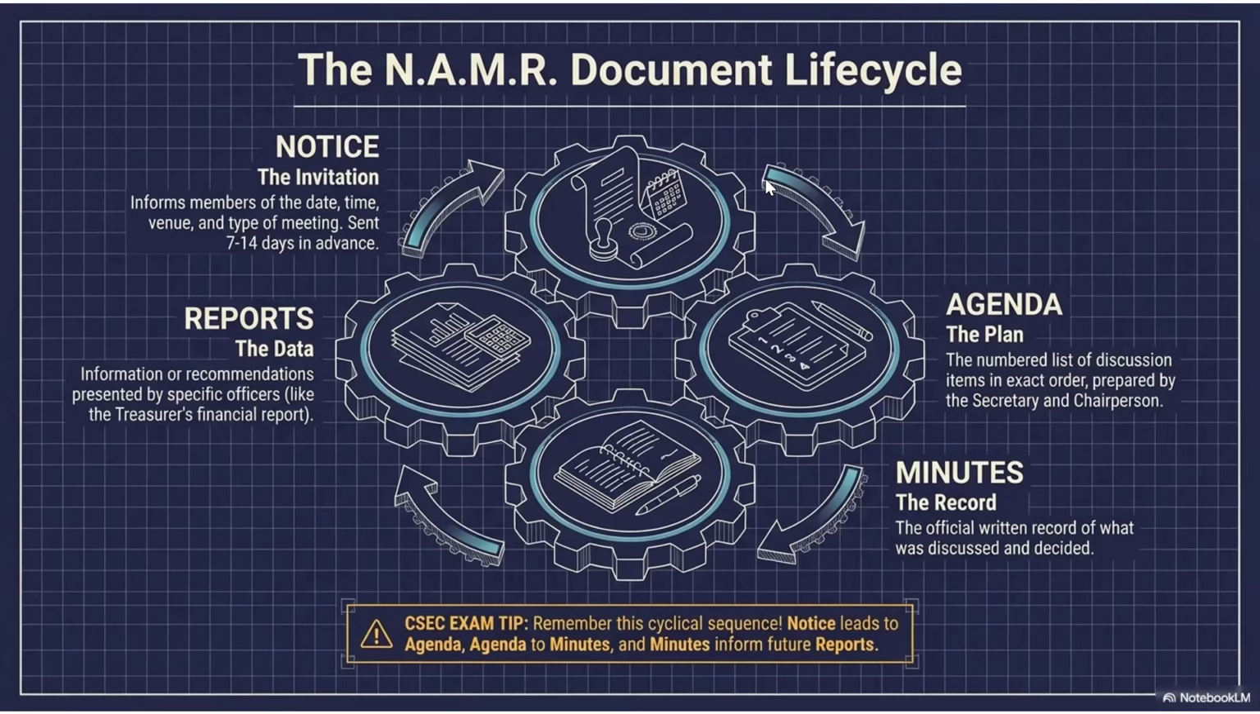A report is presented by certain individuals, and depending on what it's about, it could include recommendations. Then you have an agenda. The agenda outlines what they're going to be speaking about in the meeting, and the order in which it will be spoken about as well. And then you have minutes. Minutes is the official record of what was discussed in a meeting.